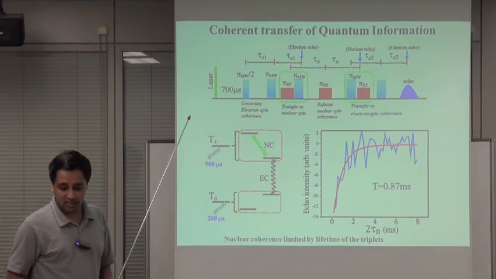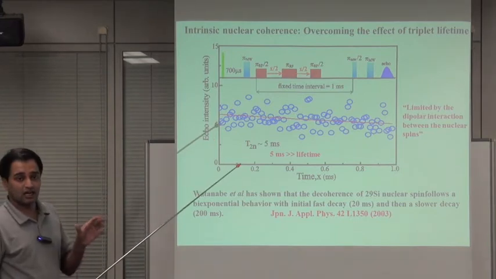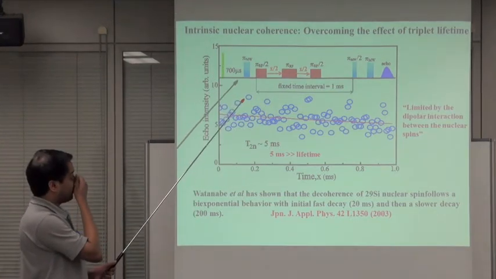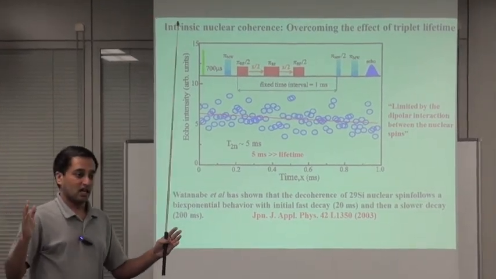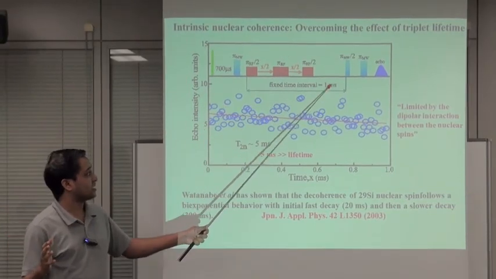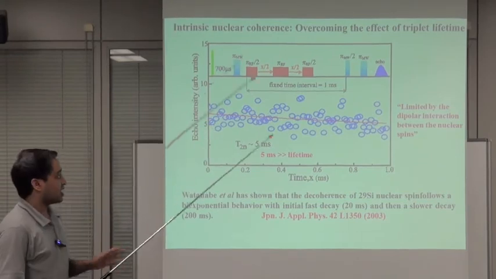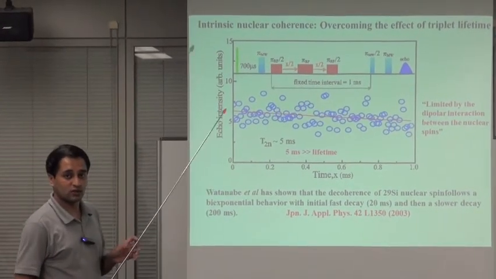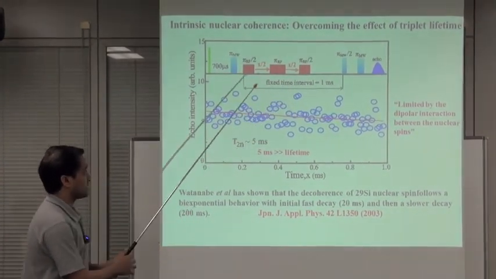So to measure the intrinsic coherence time, we apply a slightly different pulse sequence. We fix the experimental time interval to nearly 1 millisecond, so that we can remove the effect of the triplet decay on the nuclear coherence.